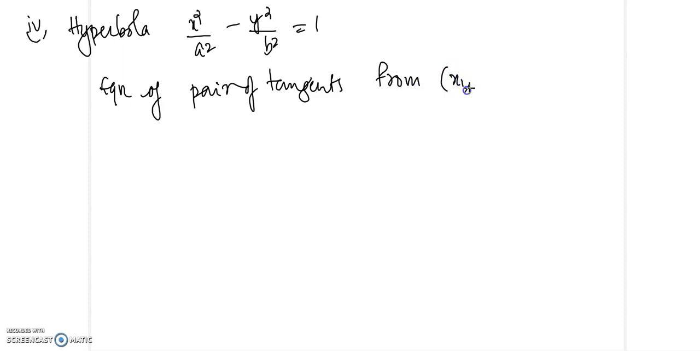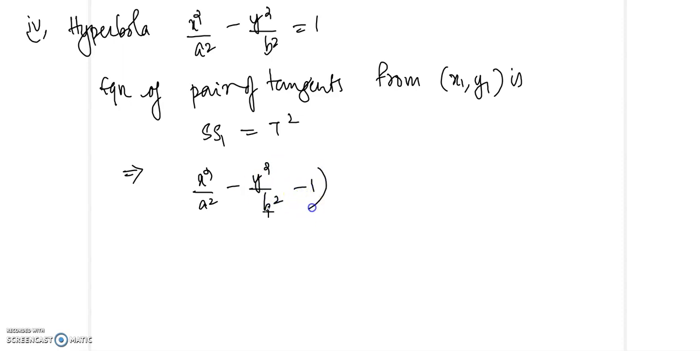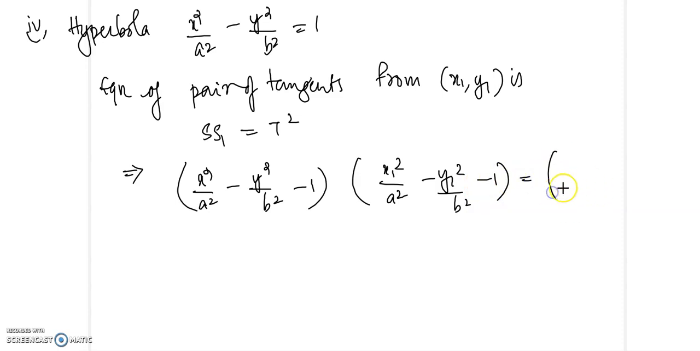from the point (x1, y1) is, so that is SS1 equal to T square. So that gives x square by a square minus y square by b square minus 1 into x1 square by a square minus y1 square by b square minus 1 equal to, now T will be x x1 by a square minus y y1 by b square minus 1, whole square.